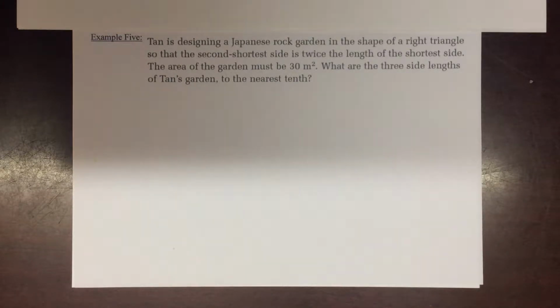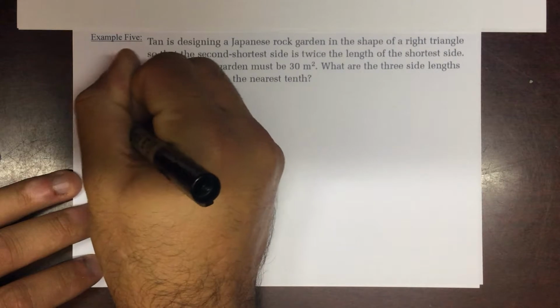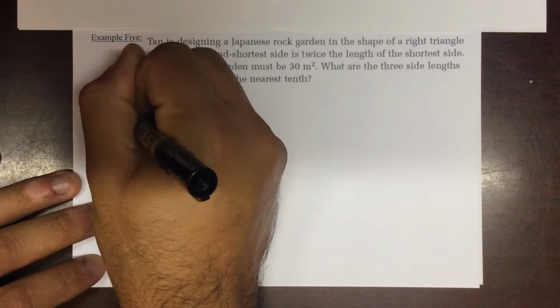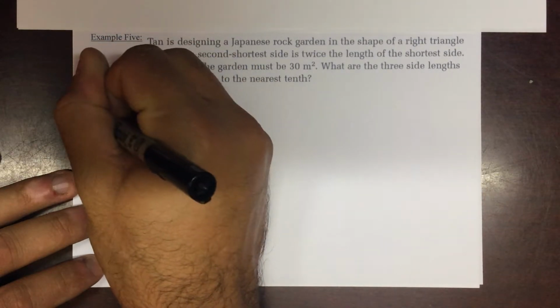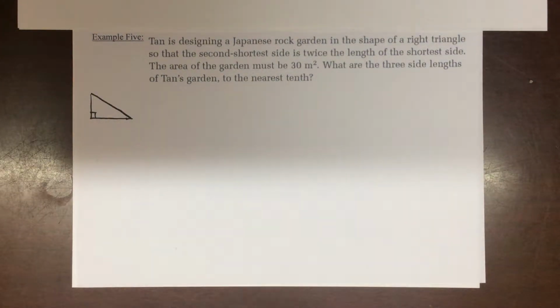They tell us that the shape that he's trying to create the garden is a right triangle. So if I draw a quick little sketch of a right triangle here, it's not going to be perfect, however, it'll do the trick for us. I have my right triangle here. We are told that the second shortest side is twice the length of the shortest side.